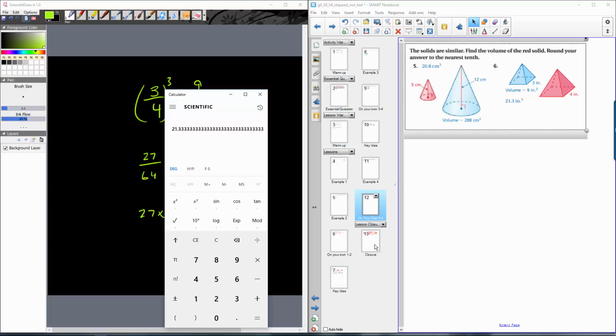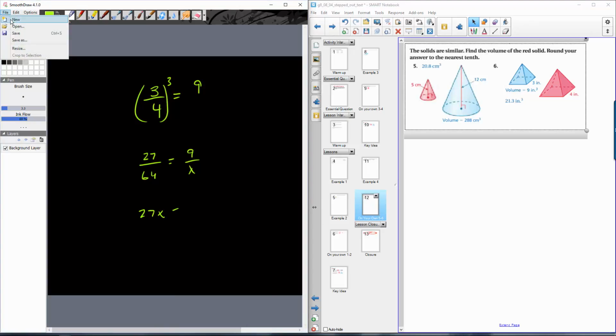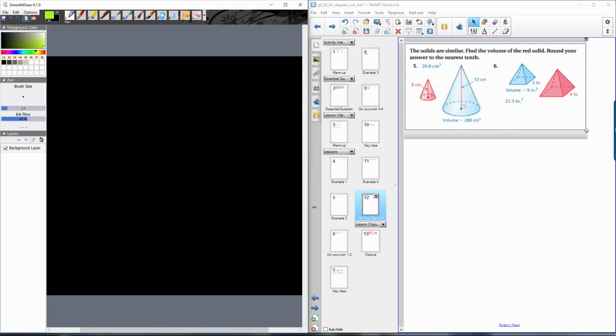So that's really the lesson today. Basically, the big takeaways are you look for corresponding sides. Once you have them, if you're looking for surface area, you are going to square it. If you're looking for volume, you are going to cube it. And then you're going to cross multiply and solve, and it will save you a ton of time.